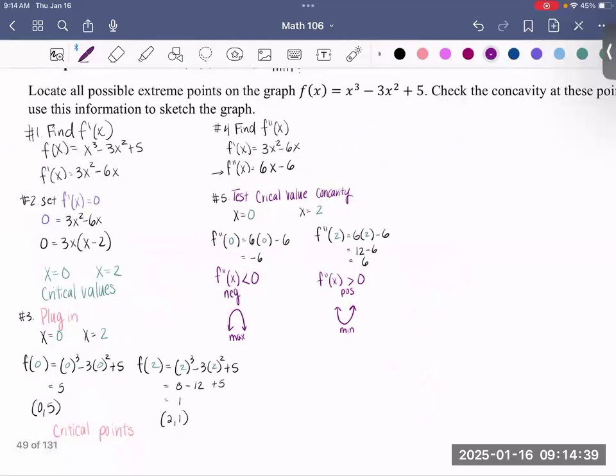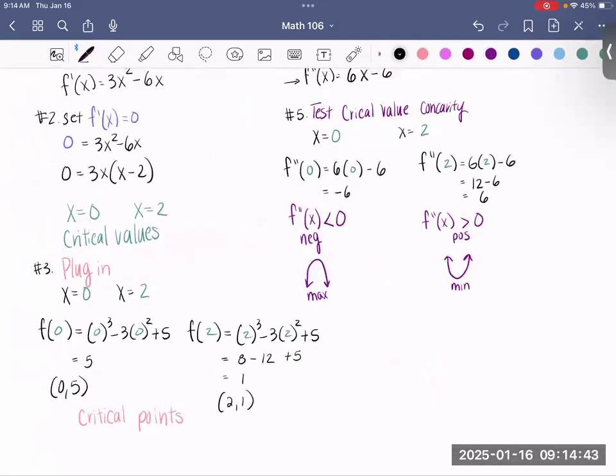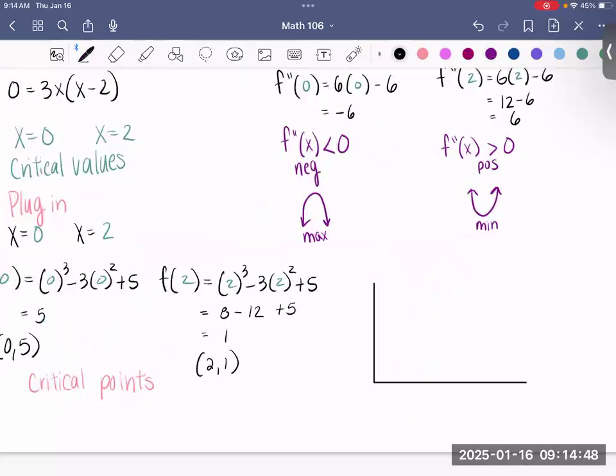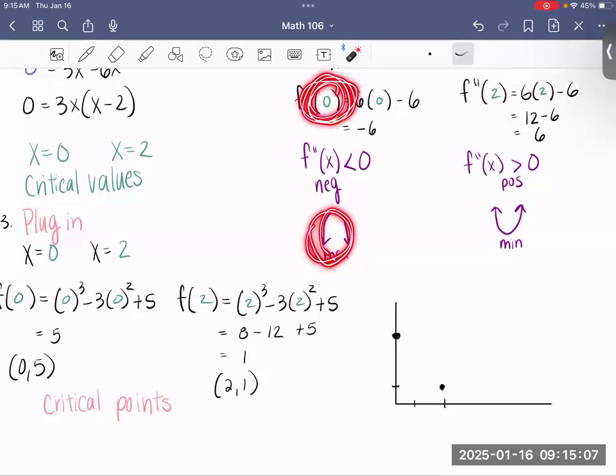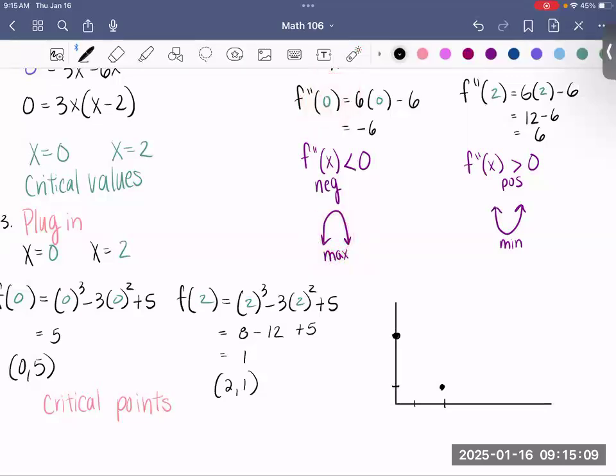Now we're going to use this information to sketch a graph. So if we know your critical values, if I were to just draw something really quickly, we have 0, 5 here and 2, 1. Let's see. Let's say this is 1. That's 2. We said that we are concave down. So we have a maximum at our point 0, 5. So we're kind of concave down here.